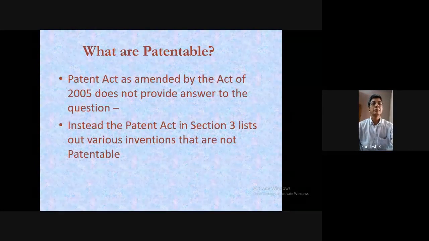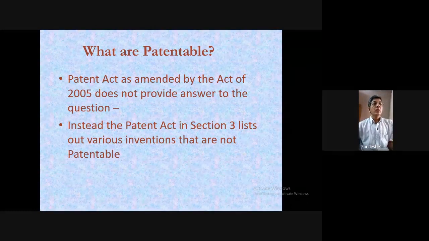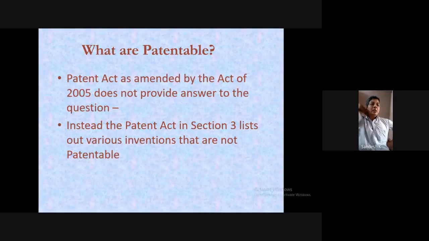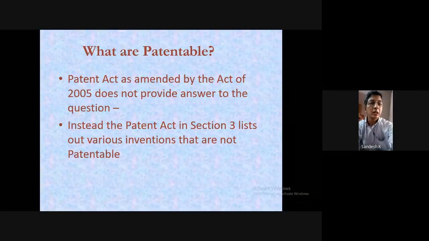Okay, next. Okay, what are patentables? Is there a list of patents? People ask me, is there a list of patentables? No, the Patent Act 2005 does not give a list of patentable items, but it gives a list of items which cannot be patented. They're not patentable, so I'll give you the list.